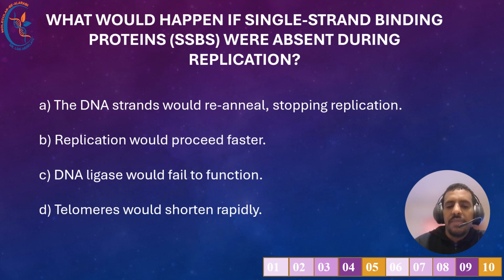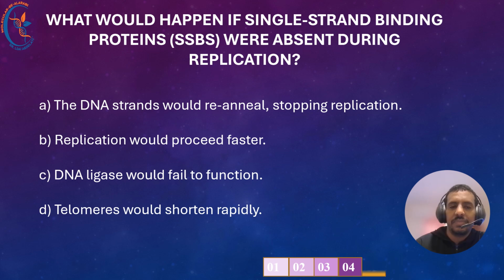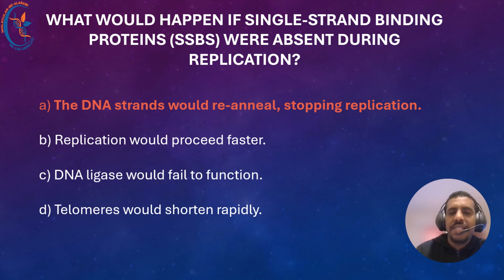What would happen if single-strand binding protein were absent during replication? Okay, let's see the result. Okay, the correct answer is the DNA strands would reanneal, stopping replication. Without single-strand binding protein, single-stranded DNA would reanneal, preventing the replication machinery from progressing. All right, let's move to the next.